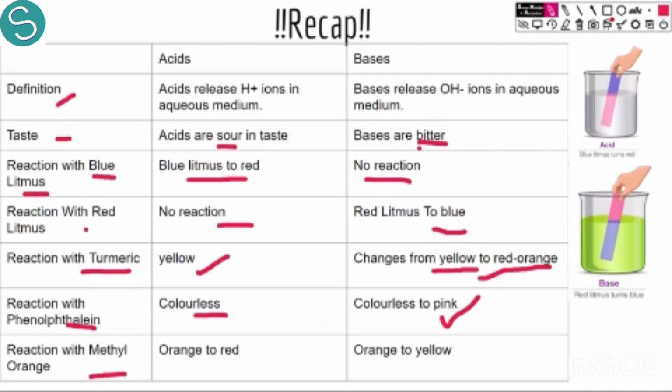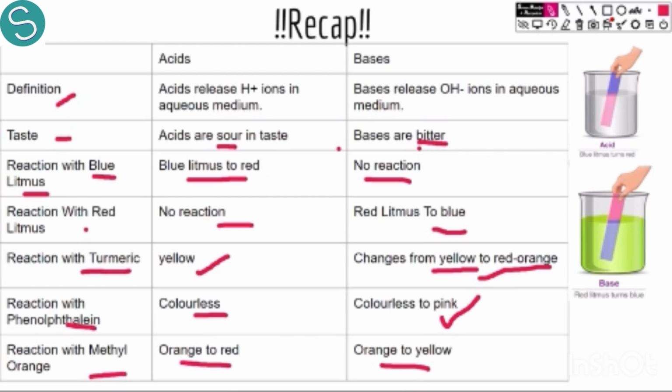Similarly, methyl orange is orange in color as the name suggests. In acid it changes from orange to red, and with bases it changes to yellow. So these things, what is the color of a certain substance with a certain indicator, all these things you should know. And now we know that acids are sour in taste and bases are bitter in taste.